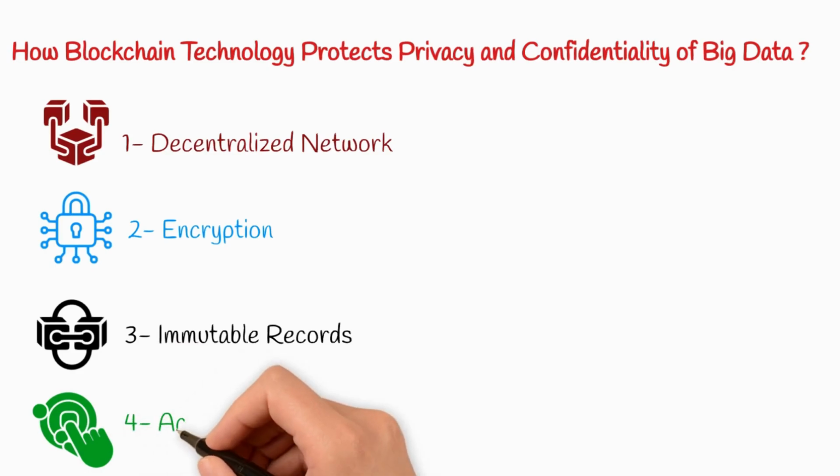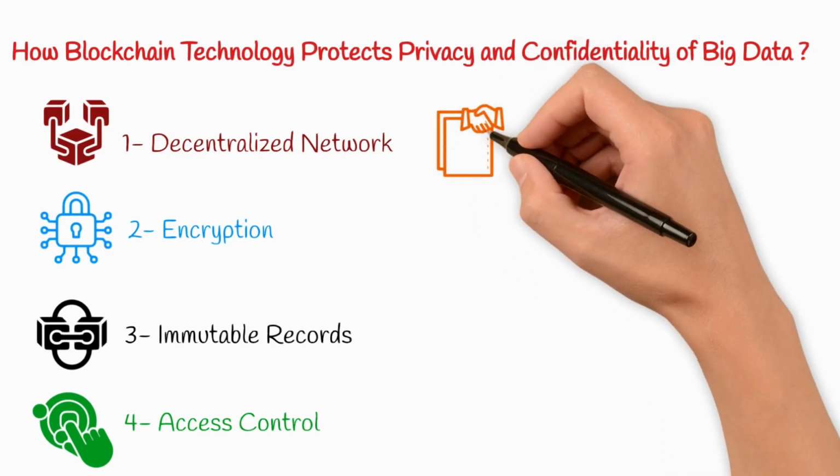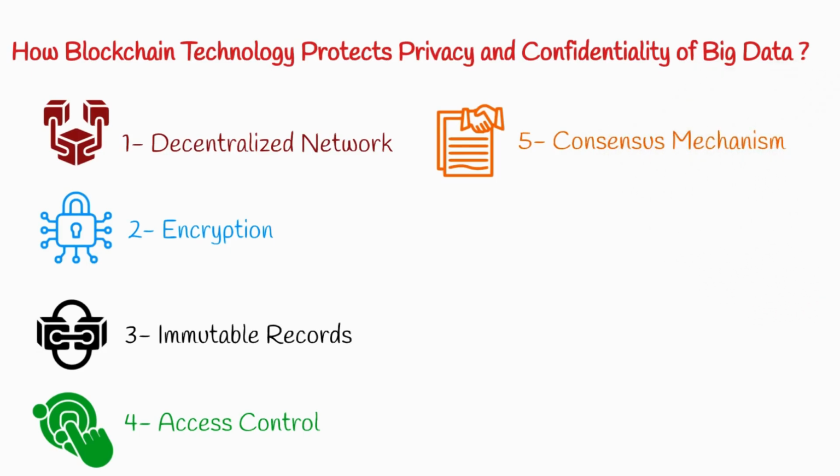Fourth, access control is a critical feature. Blockchain allows precise control over who can access the data. Permissions can be set for different users, ensuring that only authorized individuals can view or modify specific data. Fifth, the consensus mechanism adds an extra layer of protection. Any changes to the blockchain require agreement from the majority of nodes. This prevents unauthorized modifications and ensures all data changes are legitimate.